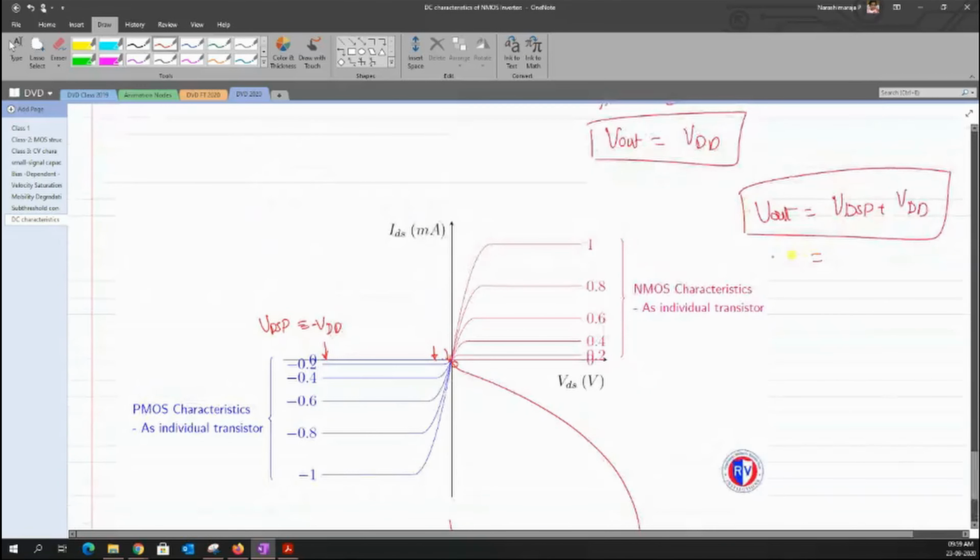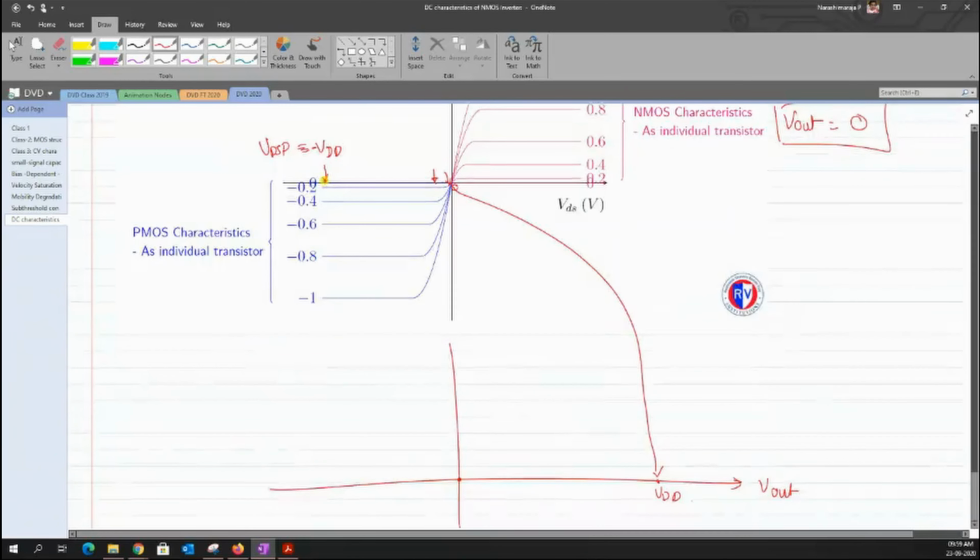Okay, so when I take the value of VDSP that is equal to minus VDD, I would get VDD plus minus of VDD, which would end up having a Vout that is equal to 0. So this particular point actually ends up getting mapped from here all the way to the origin. Clear? So now each and every point in this particular curve would then get mapped onto this.